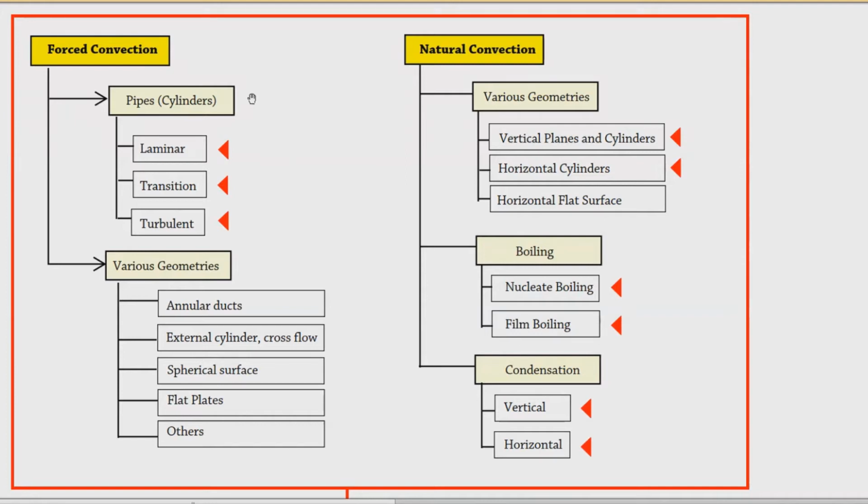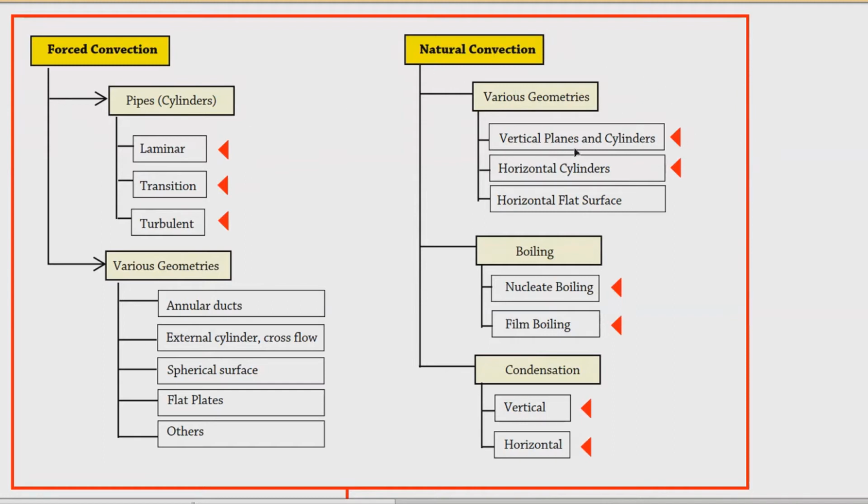Now there are the other various geometries where we'll be encountering annular ducts, external cylinders where there is a cross flow, then spherical surfaces, but these are much less common than these pipes and cylinders. That's why I'm teaching just this forced convection. And now this one is natural convection.